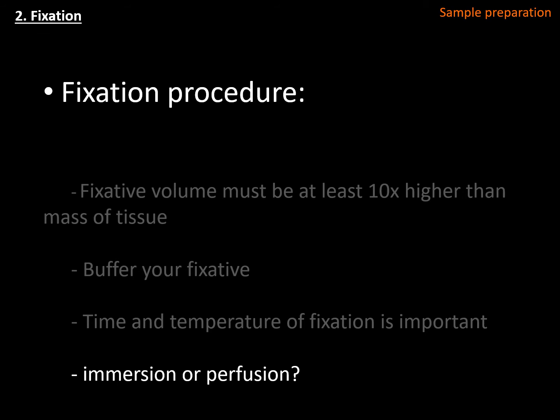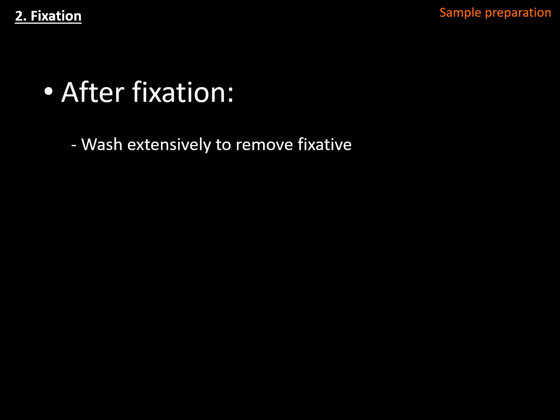Or, for instance, if you want to fix organs in an adult animal like mice or an adult zebrafish, you should think about perfusion. In perfusion, you replace the blood with the fixative, and the fixative will get into the animal or the tissue through the blood vessels, enabling a very in-out fixation, allowing for very uniform fixation, and this is especially important in very big samples. After fixation, it's really important for you to wash extensively in order to remove the fixative.